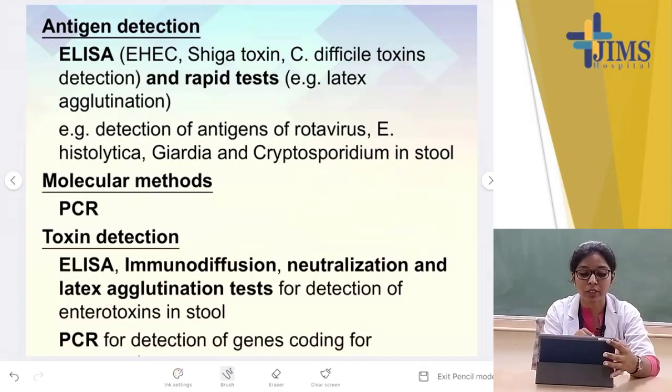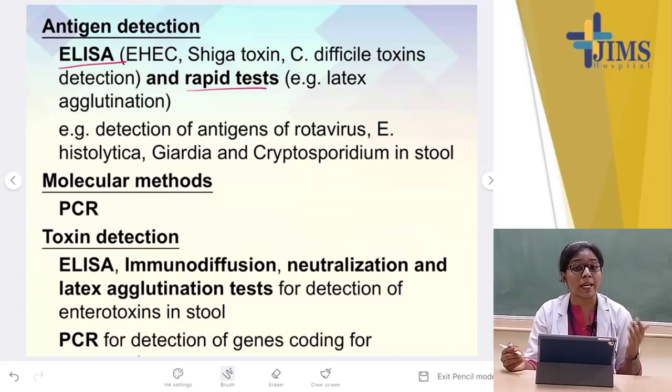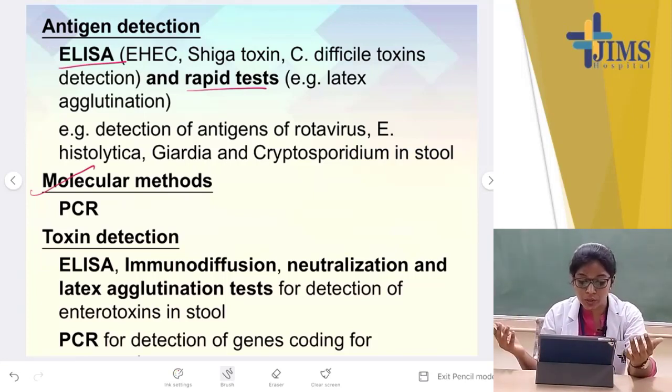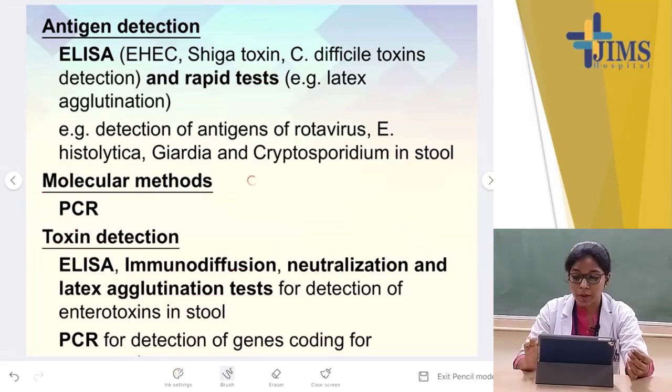Antigen can also be detected. For that you require ELISA, and a rapid test can also be performed. Rapid test as in latex agglutination test, wherein you will identify the antigens. Remember, the enterotoxins which are involved also have some antigenic properties. So by identifying the toxin mediated by the particular bacteria, you can also perform antigenic detection. Molecular method, PCR, is always preferred, the gold standard method. Toxin detection can also be done using ELISA, immunodiffusion, neutralization, and LAT for detection of enterotoxin in the stool.